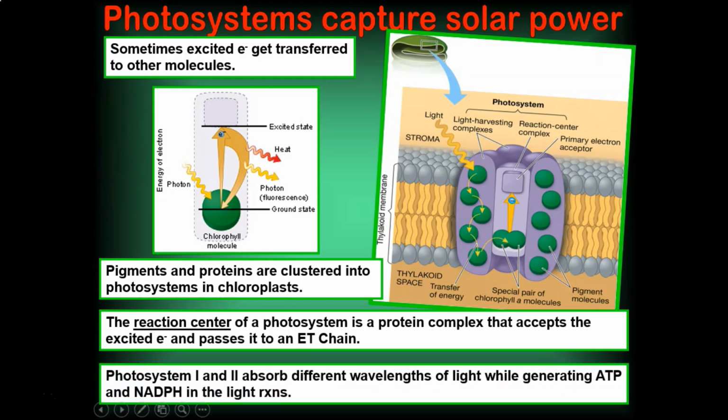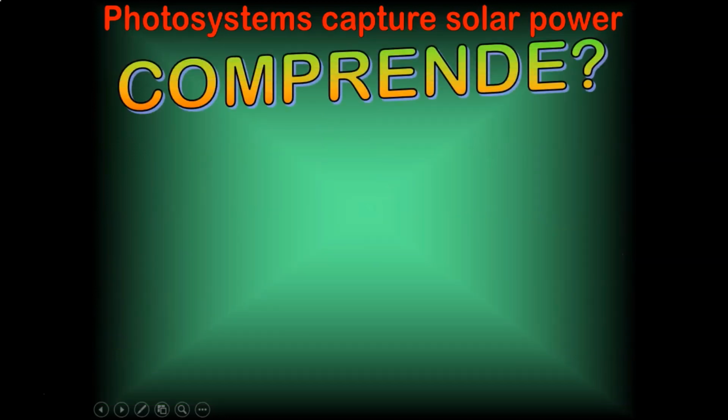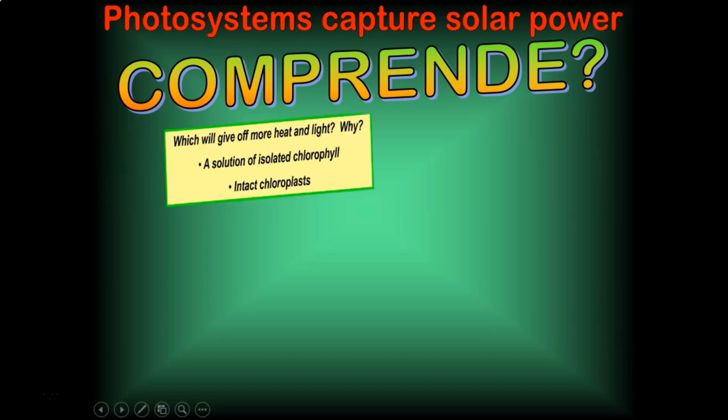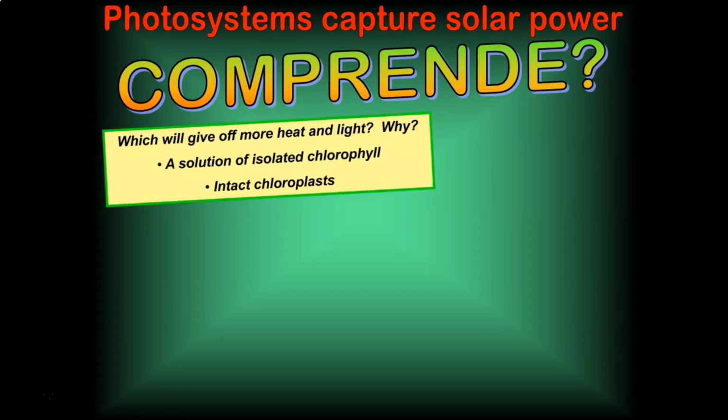So photosystem 1 and photosystem 2 absorb different wavelengths of light while generating ATP and NADPH in the light reactions. They are named basically by when they were discovered, so actually the first one is photosystem 2 and the second one is photosystem 1. But that's what biologists do. We can't go back and rename things. That's crazy. So we just keep their misnames.